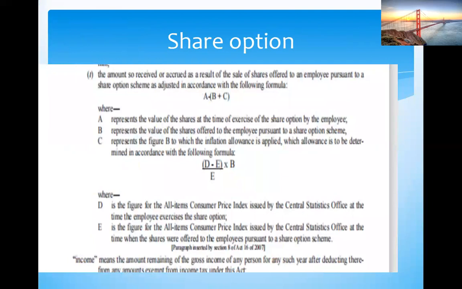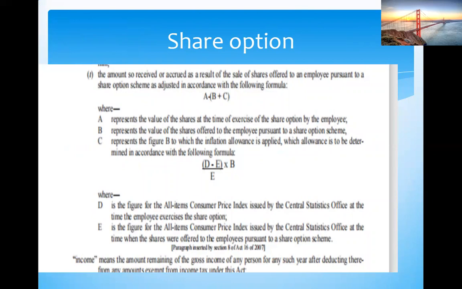So today I want to cover share options. Okay, and remember this is taxation, right? Section 8.1 defines gross income and it includes the amount so received or accrued as a result of sale of shares offered to an employee pursuant to a share option scheme as adjusted in accordance with the following formula.